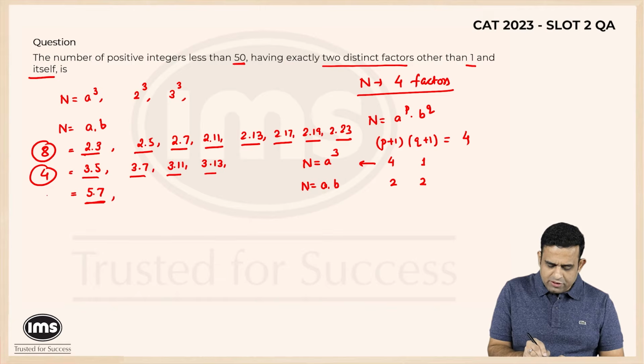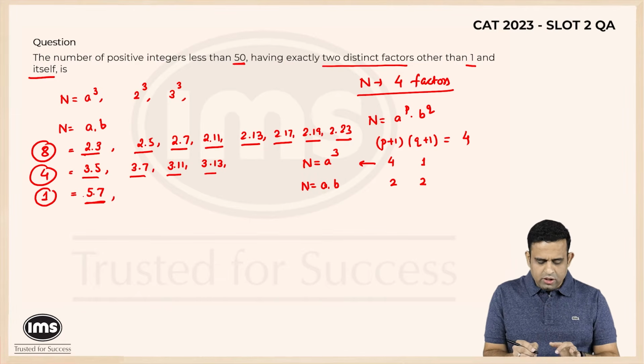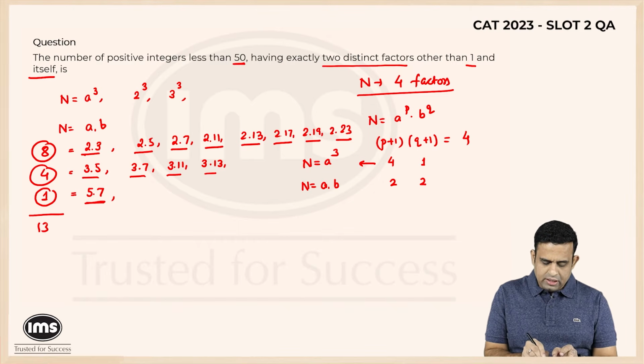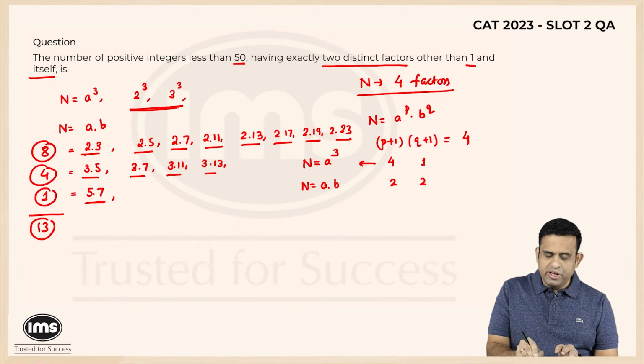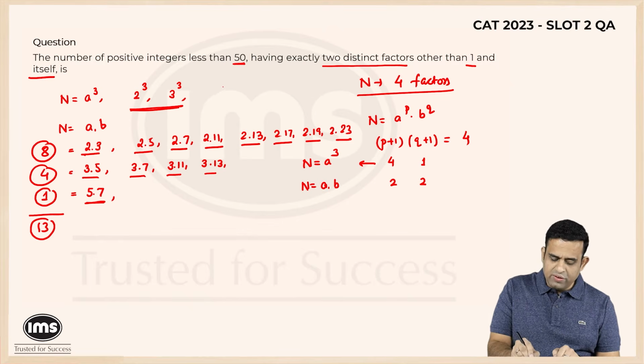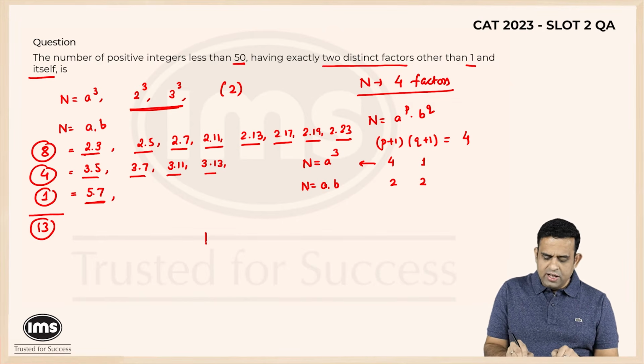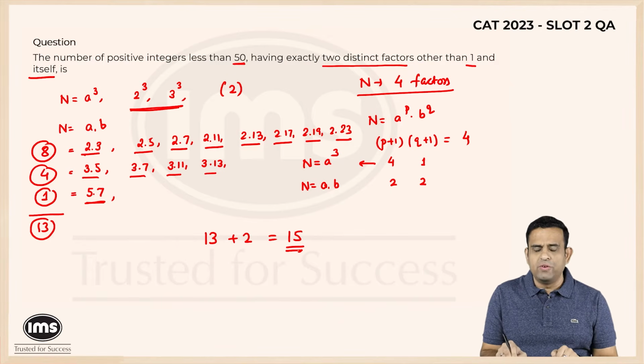And where 5 is the smallest, is nothing but a 1. So one can notice 8 plus 4 plus 1 becomes a 13. And we also have two cases like 2 cube and 3 cube, giving you additional two numbers. And hence the required answer for this particular question would be 15.